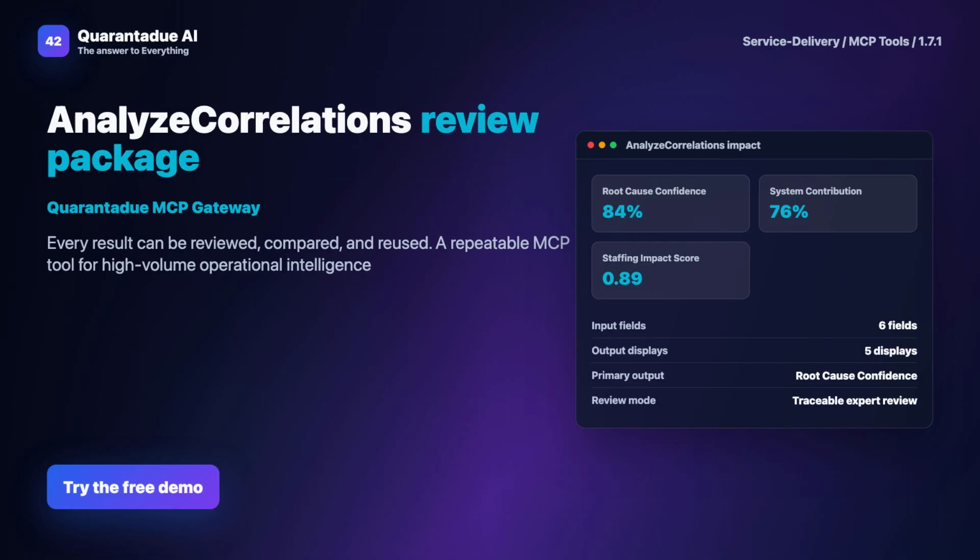To close, AnalyzeCorrelations empowers you to transform data into decisive action. It eliminates guesswork, speeds up root cause analysis, and ensures your service delivery is proactive and efficient.